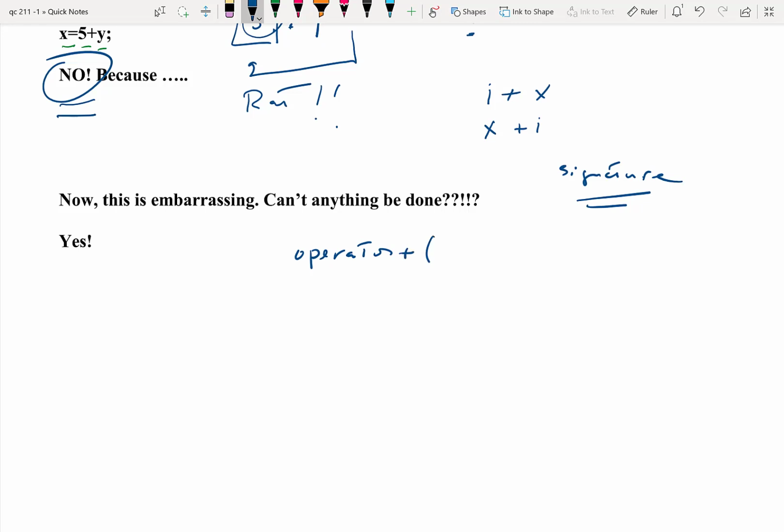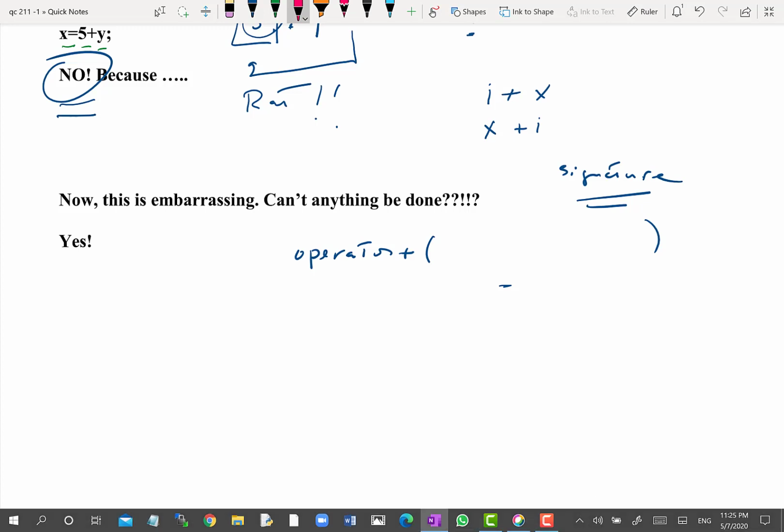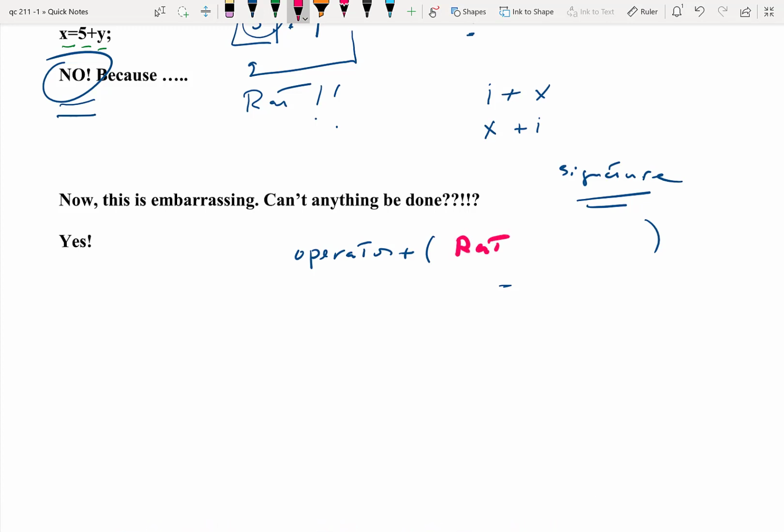Now, we've seen operator plus take just a single argument. But we can do the following thing. I can say operator plus is now going to take two arguments: a rat x and a rat y. Now let's see what happens when I do that. And it's going to return, of course, a rat.